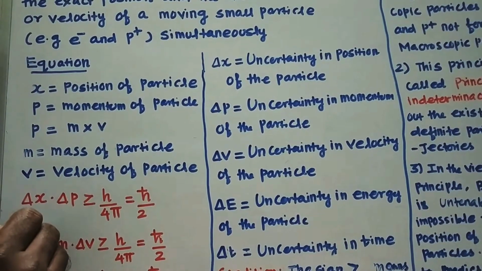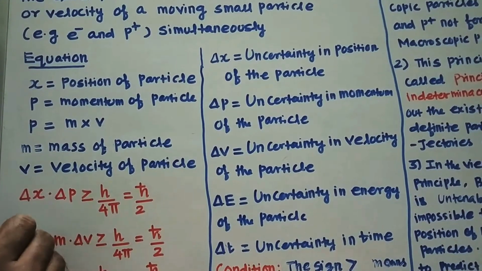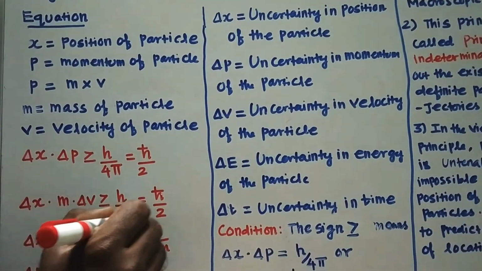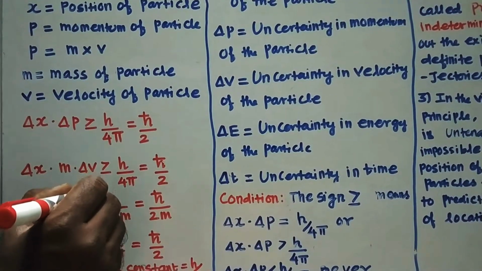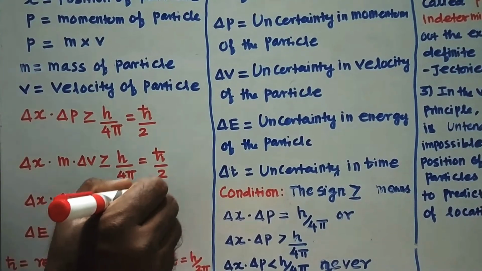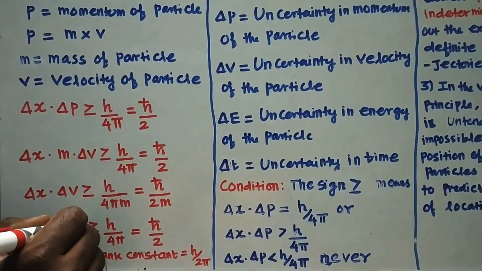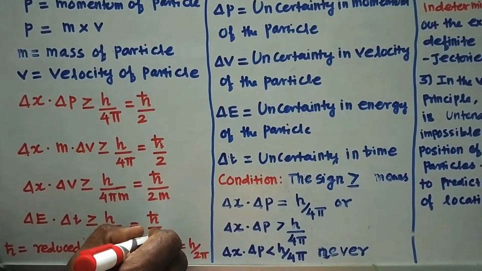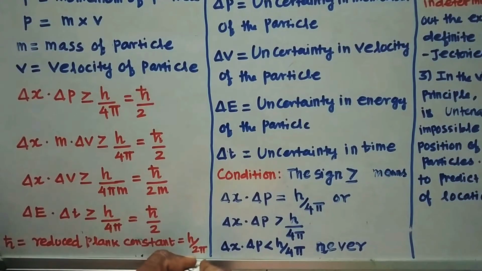Then delta p is equal to the product of mass into delta v, so delta x into m into delta v is greater than or equal to h by 4π, it's also equal to h by 2π. Then delta x into delta v is greater than or equal to h by 4πm, it's also equal to h cap divided by 2m. Then in the case of energy, delta E into delta t is greater than or equal to h by 4π, equal to h by 2π, where h cap is the reduced Planck constant, its value is equal to h by 2π.